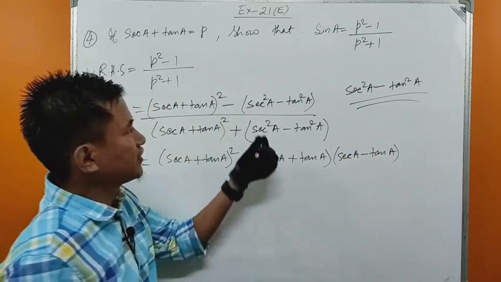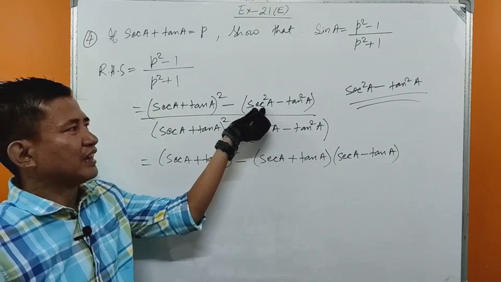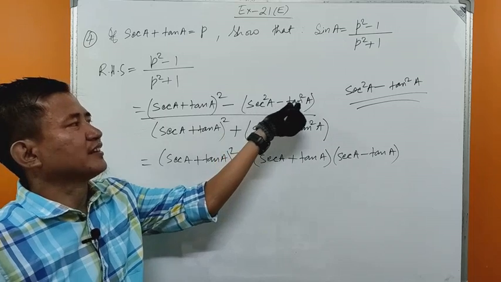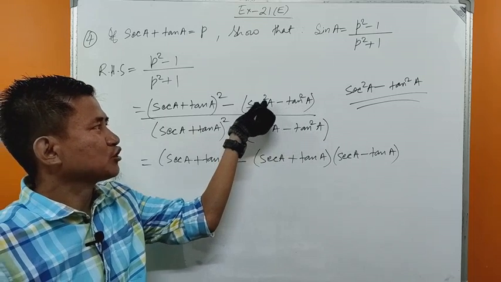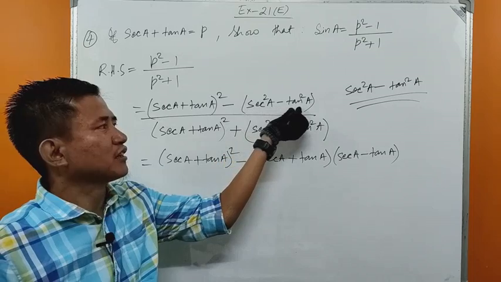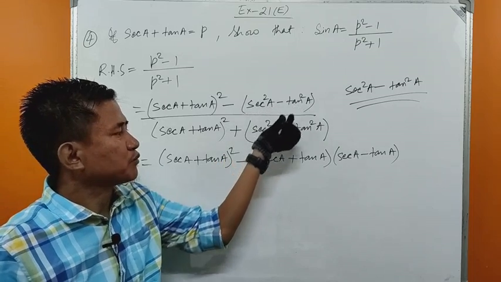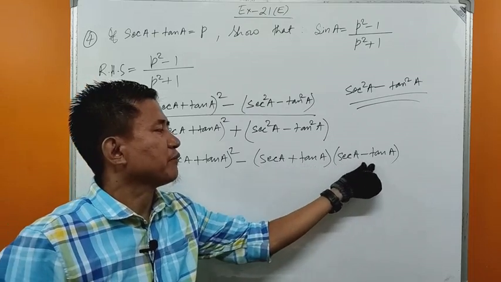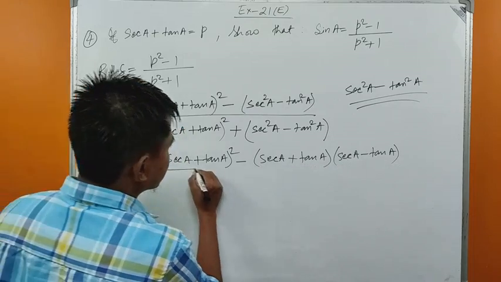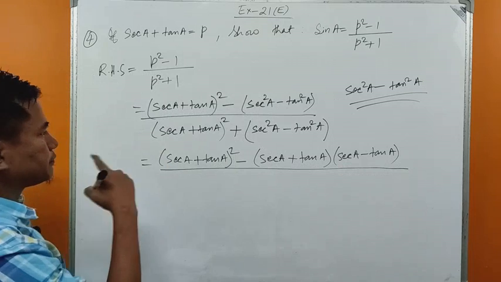I hope you are getting me. Sec square A is a, sec A is a and tan A is b. So sec square A is a square minus tan square A is b square. A square minus b square is a plus b into a minus b. Okay. The same thing we do in the denominator as well.